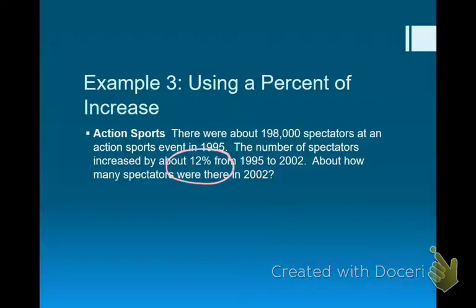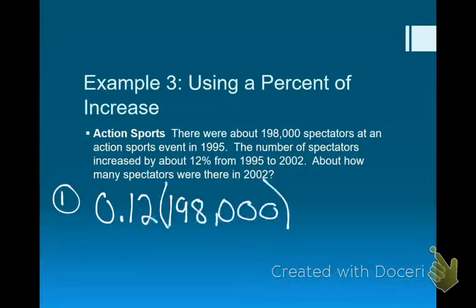Well, how do I find the percent of a number? What do I do? Change it to a decimal and I multiply it. Whether it's an increase or a decrease does not matter at this point. I just need to figure out how many people is 12% of 198,000. What is it?